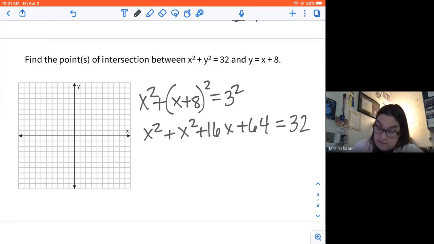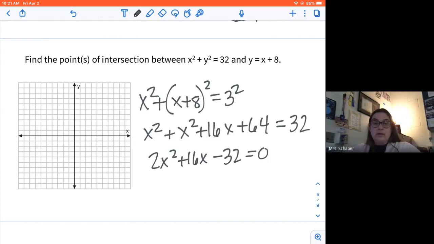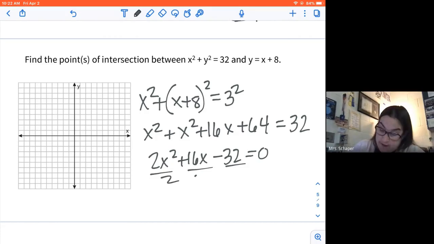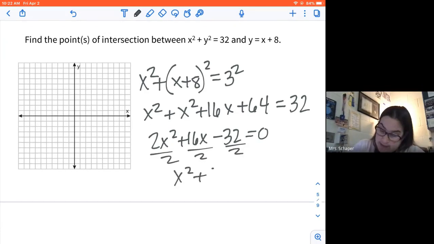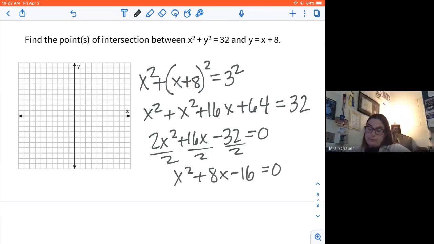And again, I've got 2x squared plus 16x minus 32 equals 0. I'm going to divide everything by 2, hoping I can factor it. X squared plus 8x minus 16 equals 0. What two numbers, oh, this should be a positive 16. I subtracted wrong. What two numbers multiplied together give me 16, added together give me 8. That's 4. So x plus 4 squared equals 0.